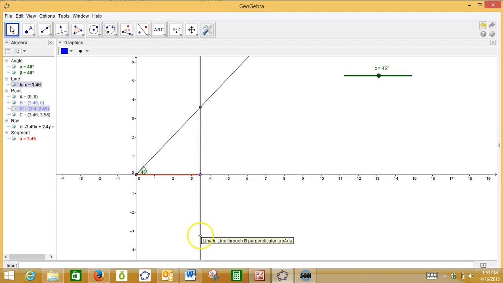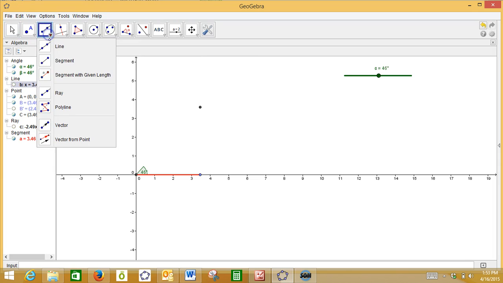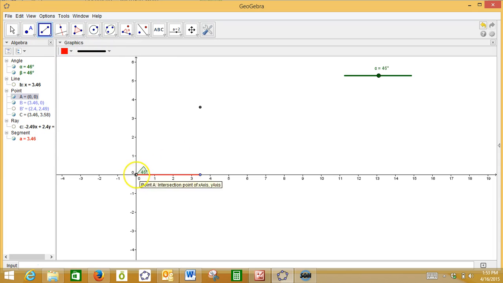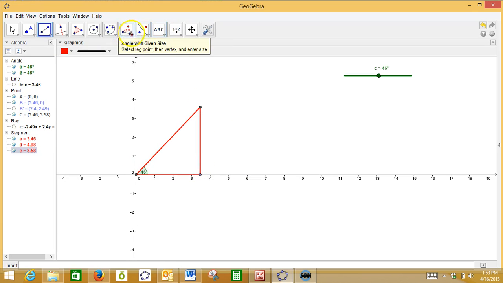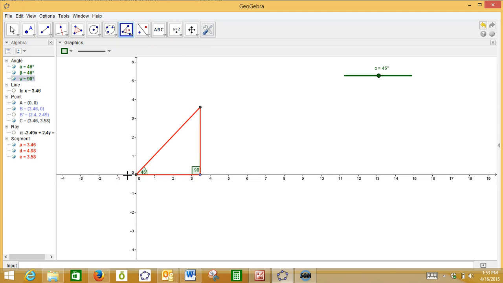Okay, and then the last thing is I don't really want this whole line and I don't want this whole ray. I just want that point. So I'm going to hide my ray and I'm going to hide my line. And now I'm going to grab my segment tool and make my right triangle. And maybe for aesthetic reasons, I'm going to show that this is 90 degrees also. So there's our right triangle.